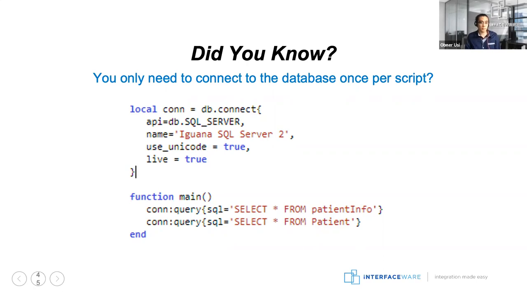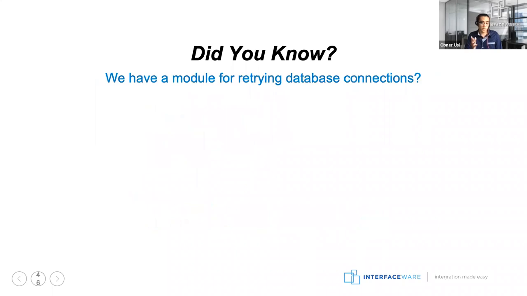Lastly, you may have noticed, but as the code is right now, it's not really reliable. If the database connection is closed or destroyed, the database queries will fail and Iguana will error out. To avoid this, you would need to add retry logic, but did you know we have a module for retrying database connections? This module will check if the connection is alive before every database operation.